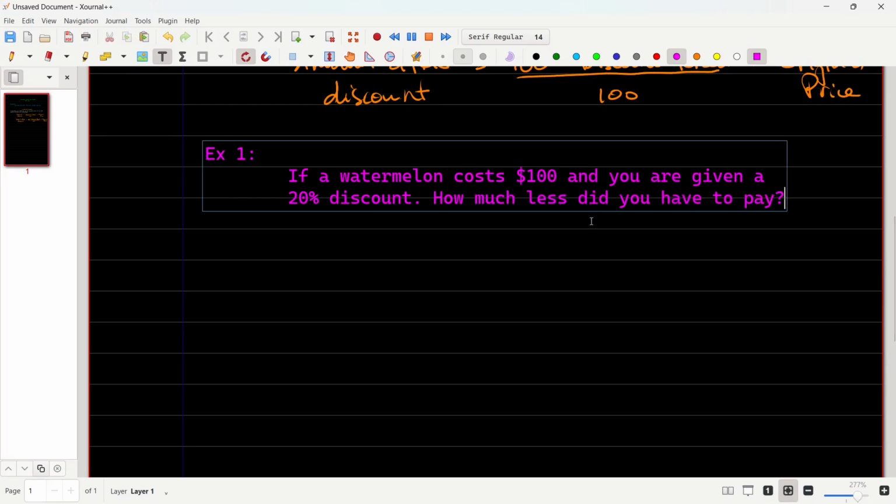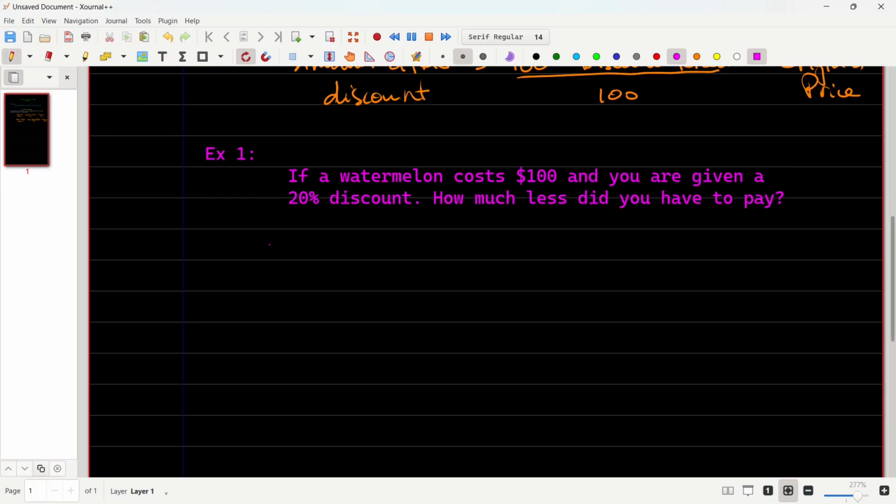So all this question is literally asking you is, what is the discount amount? They're asking you how much less did you have to pay? How much was the $100 reduced by? In other words, what was the discount amount? So we can say that the discount amount would be equivalent to 20 divided by 100 times the $100. And notice this is a fraction of 1/5. So 1/5 of 100 is $20.